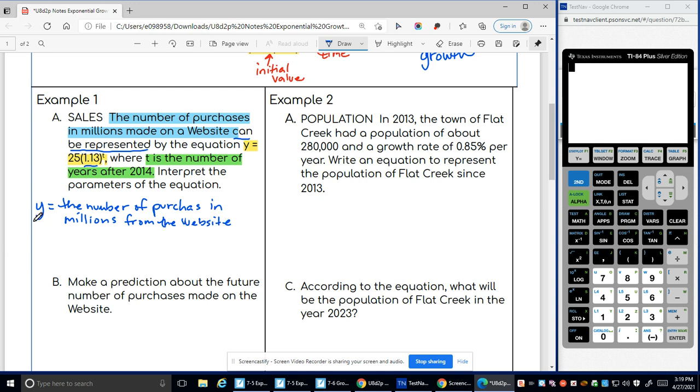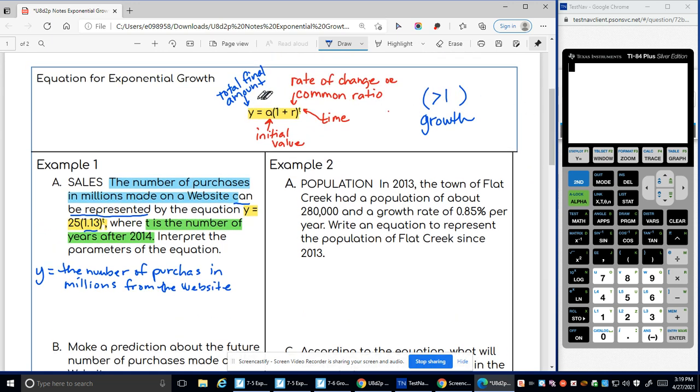Then we have A, and remember our formula looks like this. A is what's in front of the parentheses. So here we have 25, right? So A is equal to 25. Well, that's our initial value, so that must be 25 million purchases. And so when did it all start? Well, it started in 2014.